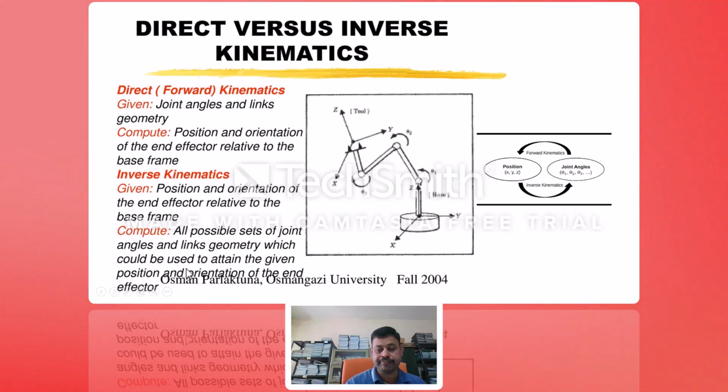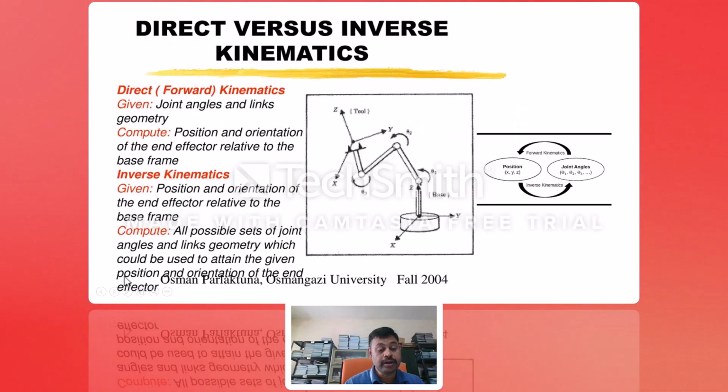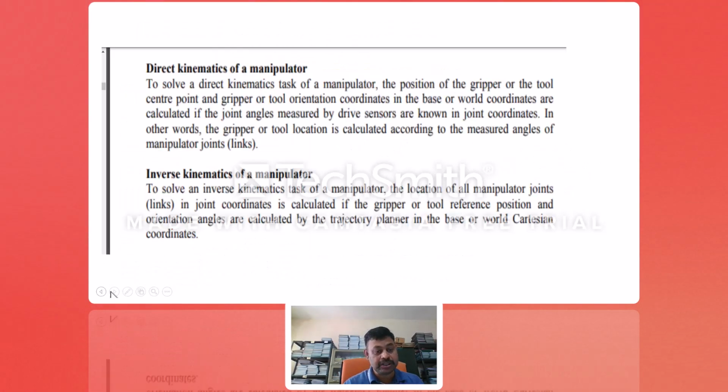I think you can write more about this picture. Here it is clearly given. In the inverse kinematic task of the manipulator, all the manipulator joint coordinates are calculated if the gripper or tool reference position and orientation angle are given, for trajectory planning in the base world Cartesian coordinates, right? So once you know the example, the basic difference is clearly given, so we can understand what it is.